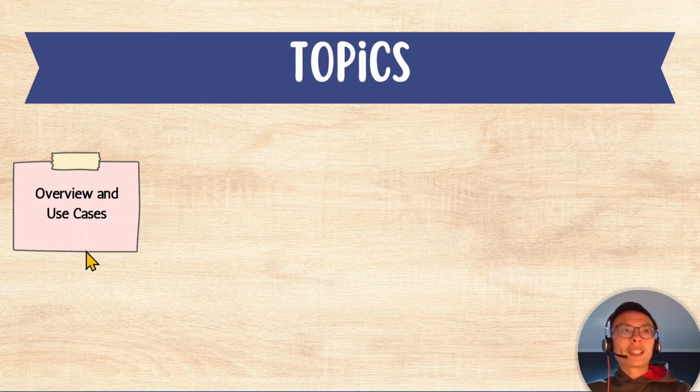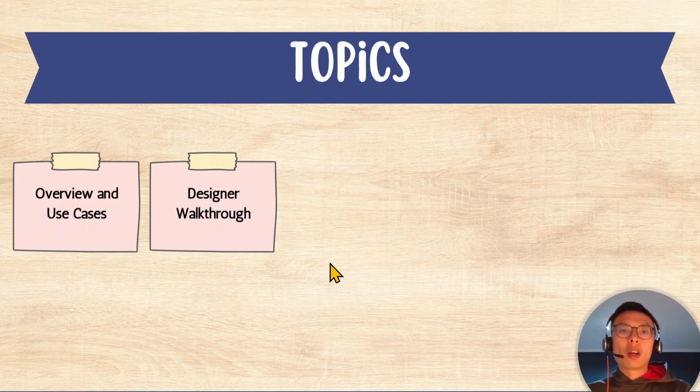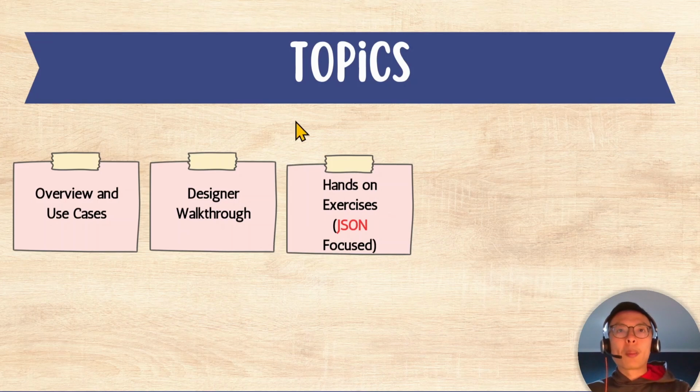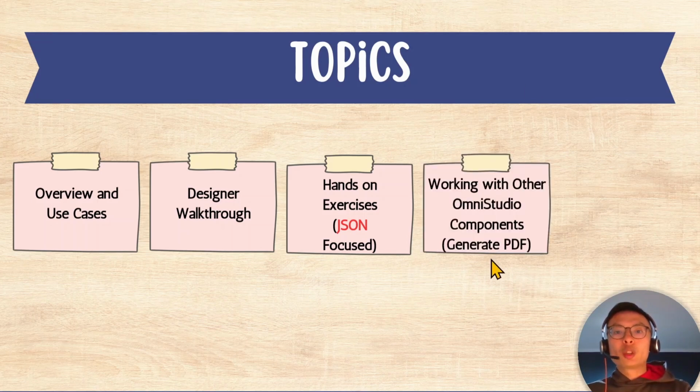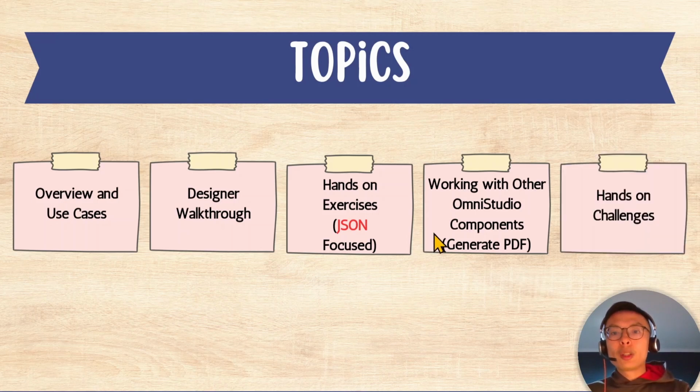First, we'll talk about what DataRaptor Transform is and its various use cases. Next, we'll have a quick look at DataRaptor Transform Designer. This will be followed by some hands-on exercises. During these exercises, we'll delve into the structure of JSON, which is incredibly important for the OmniStudio developer certification. After that, we'll demonstrate how we can integrate DataRaptor Transform with an OmniScript to create a PDF document. Finally, we'll wrap up with some hands-on challenges designed to reinforce and apply what you've learned.